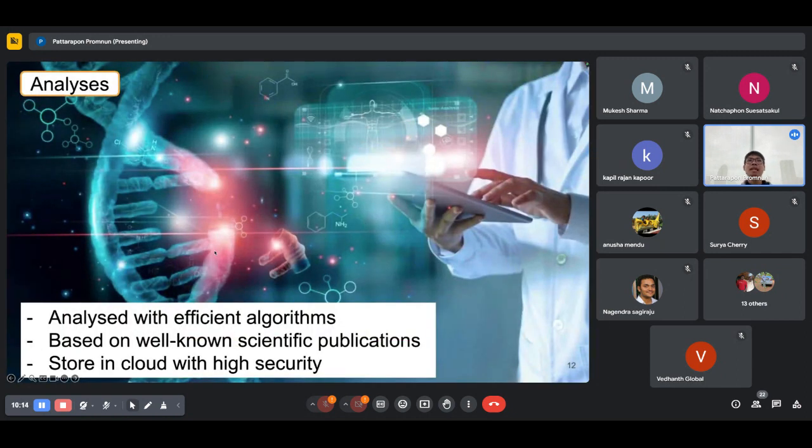And after we get the DNA result, we analyze those DNA results with efficient algorithms, many algorithms based on scientific publications and well-known researchers. Finally, the DNA data of customers and interpretations will be stored in the cloud with high security. Only some prioritized persons can access this data, so it is very safe. It is only from the Geneus DNA side, not from a third party side, that can access.